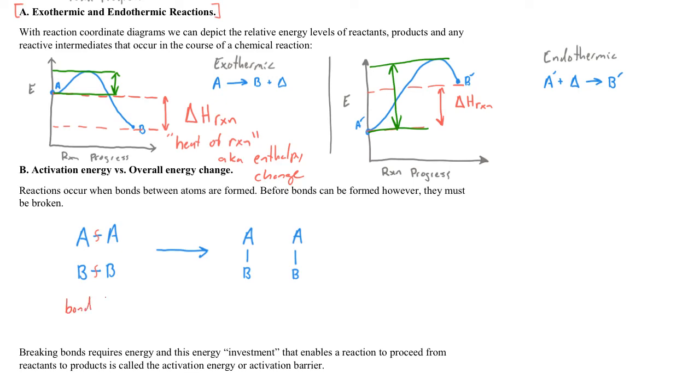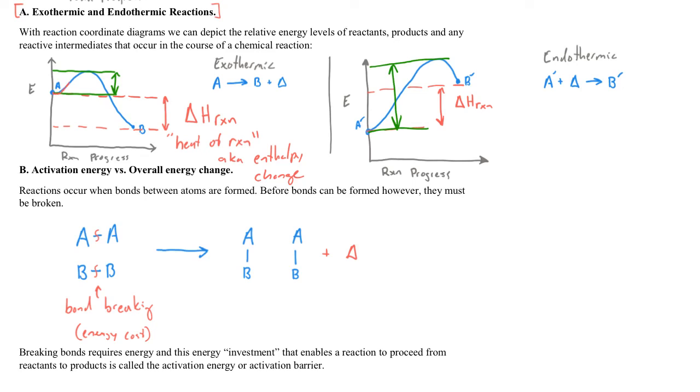This bond breaking costs energy. We have to invest energy into this to break the bonds. Now, when the new bonds are formed, these A to B bonds, that energy is released. And that's where the energy return comes from. So bond breaking costs energy and bond making returns it.